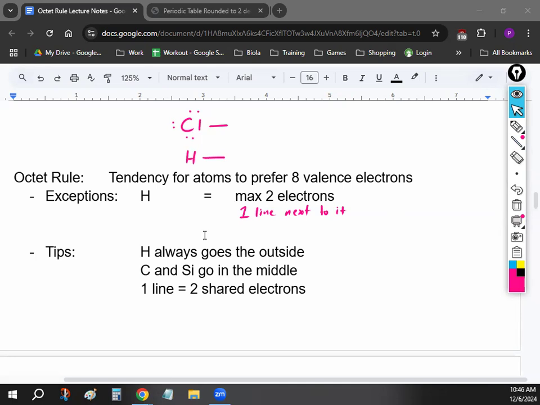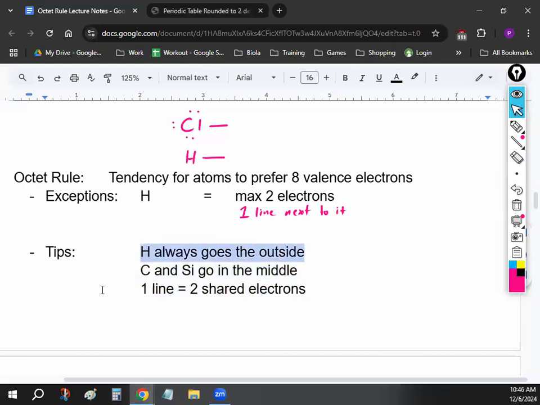All right, as we draw some more complicated structures, here are some tips that you can write down that will help you out. First, hydrogen is always going to go on the outside of the molecule. The reason why is it can only make a connection with 1 element, so it's always going to go on the outside. It can't go in the middle, because the middle is where atoms connect with more than 1. So hydrogen always goes on the outside.